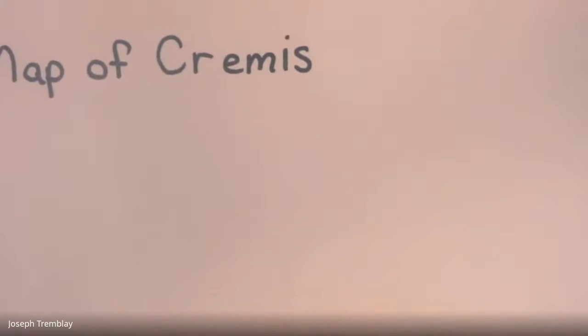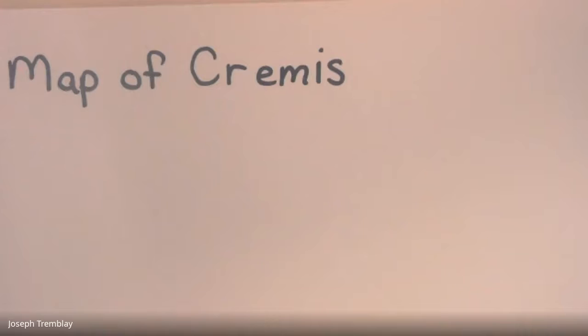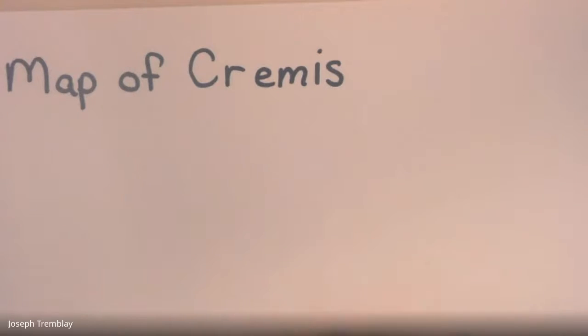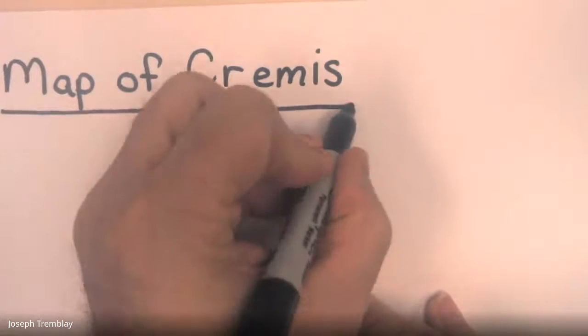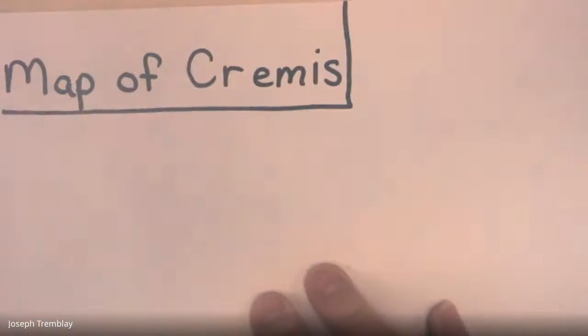So we're going to call this the map of Cremis. Okay, so what's Cremis? I don't know. It's just a place I'm making up. So there's my title. A lot of times it'll be in a box, but not always. The map of Cremis. That's my title. It tells me what this map's going to be about. It's going to be about this place called Cremis.